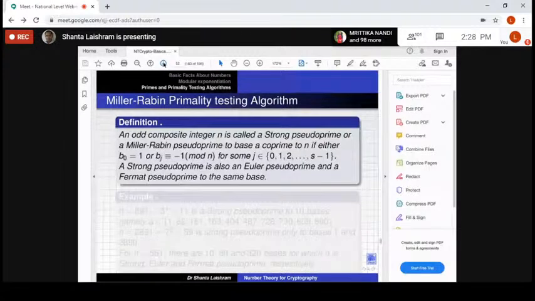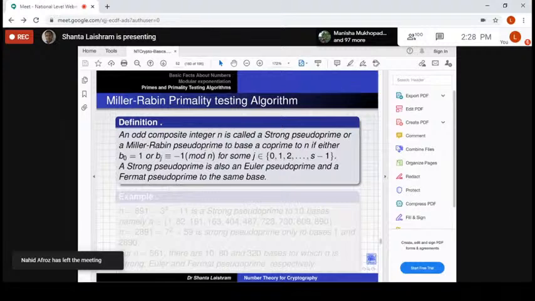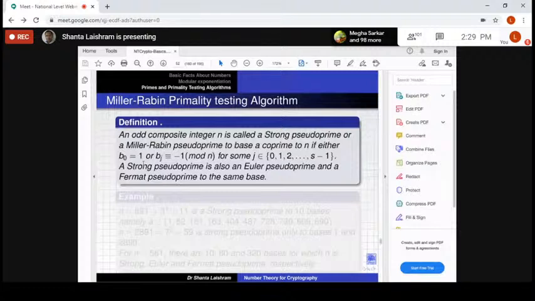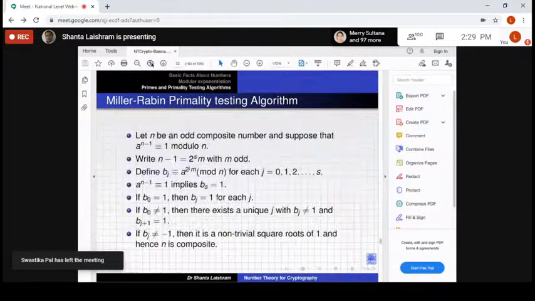So let me write this down and give you the definition. An odd composite integer n is called a strong pseudo prime, or Miller-Rabin pseudo prime, to the base a coprime to n, if, remembering that b naught, b1 and so on are the powers of a, you write n minus 1 as 2 power s m, then bj is a power 2 power j m for every j between 0 and s.